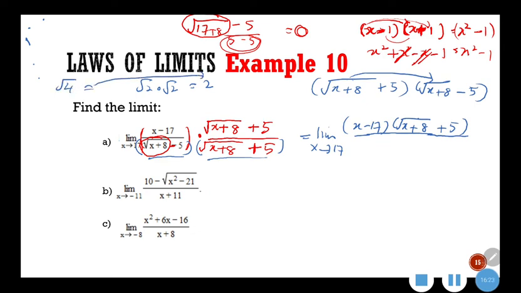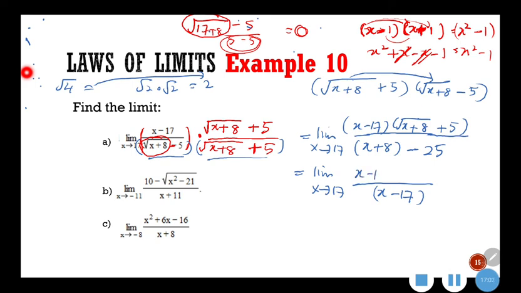Alright. So what you will get here is x plus 8, then minus, plus, we cancel each other. Faham? Then plus 5 minus 5, so we're going to have minus 25. And this equals, limit x approaching 17. I want to solve the bottom first. x plus 8 minus 25, you will get x minus 17.